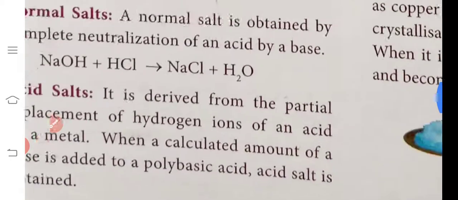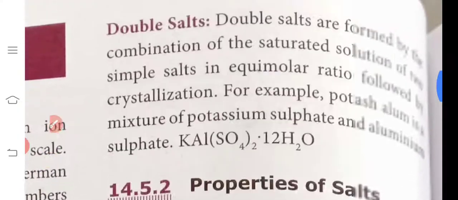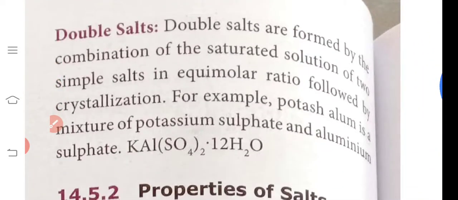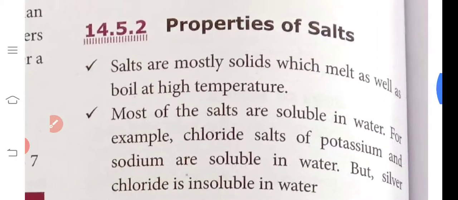Then next one, double salt. Double salts are formed by the combination of saturated solutions of simple salts in equal molar ratio, followed by crystallization. For example, potash alum is a mixture of potassium sulfate and aluminum sulfate. So double salts are mixed salts. Potassium aluminum sulfate plus 12 H2O. This is a double salt.